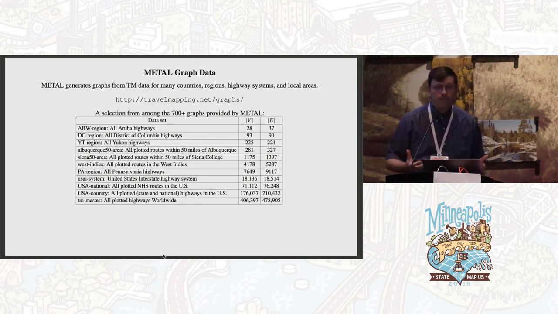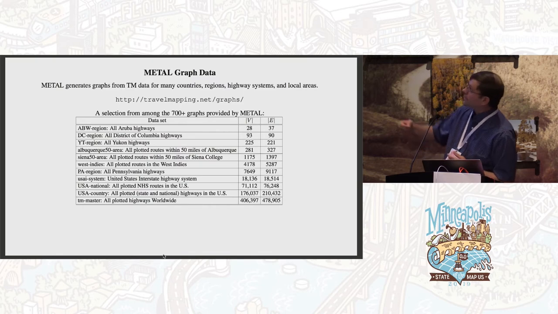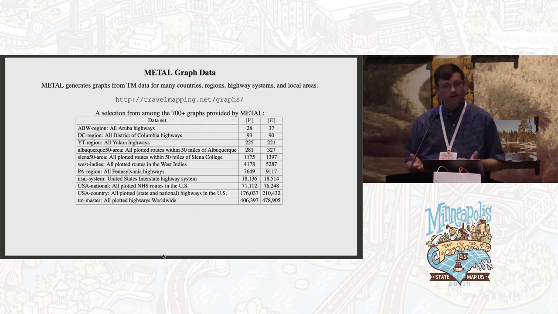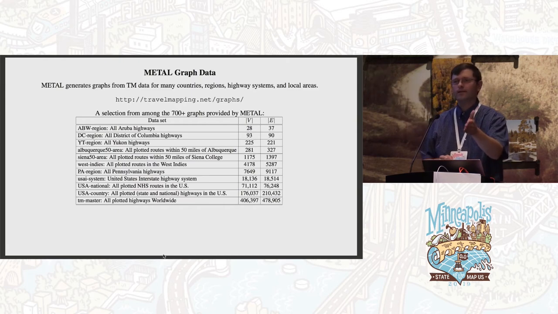And one of the great things about it pedagogically is that I have the same format of data all the way down from something like the highways on Aruba, which is just 28 vertices and 37 edges. You can trace through that by hand in an example if you want to, all the way up to our master. And these numbers I forgot to update. I was going to update them this morning. These are probably a couple months old.